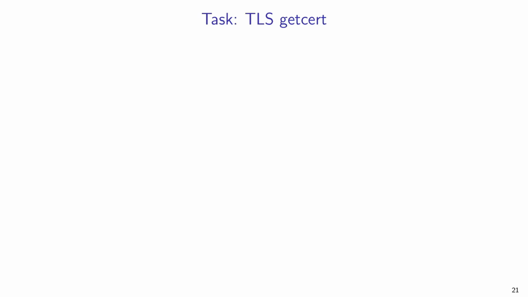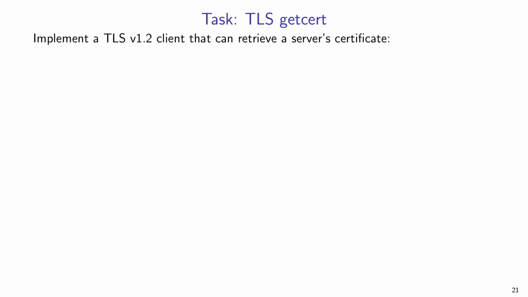Now, the homework is to implement a TLS version 1.2 client that can retrieve a server certificate. So the client has to initiate a TLS handshake, get the server certificate, store it in a file, and close the connection without completing the full handshake.